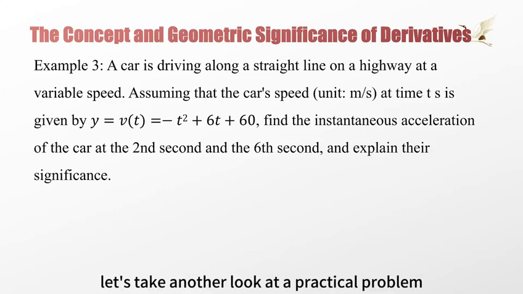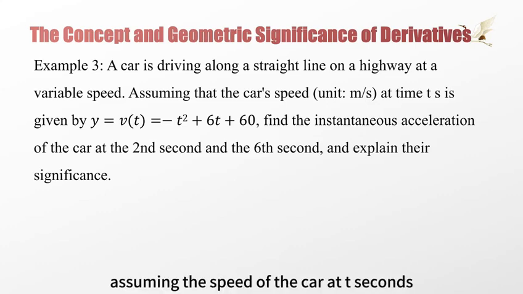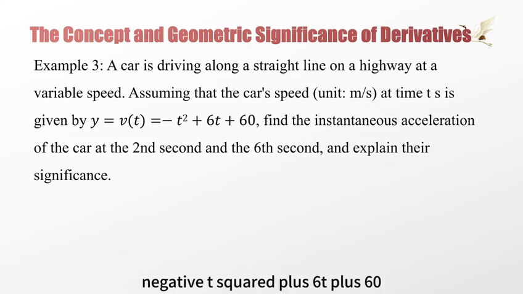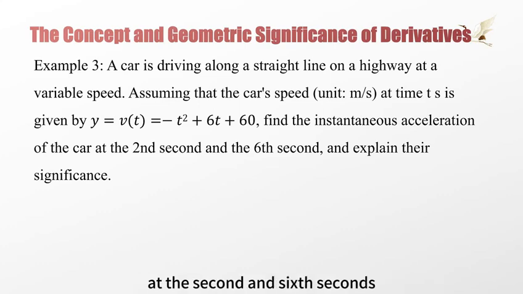Let's take another look at a practical problem. A car is traveling in a straight line on a highway with variable speed. Assuming the speed of the car at t seconds is v(t) = -t² + 6t + 60. Calculate the instantaneous acceleration of the car at the 2nd and 6th seconds, and explain their significance.